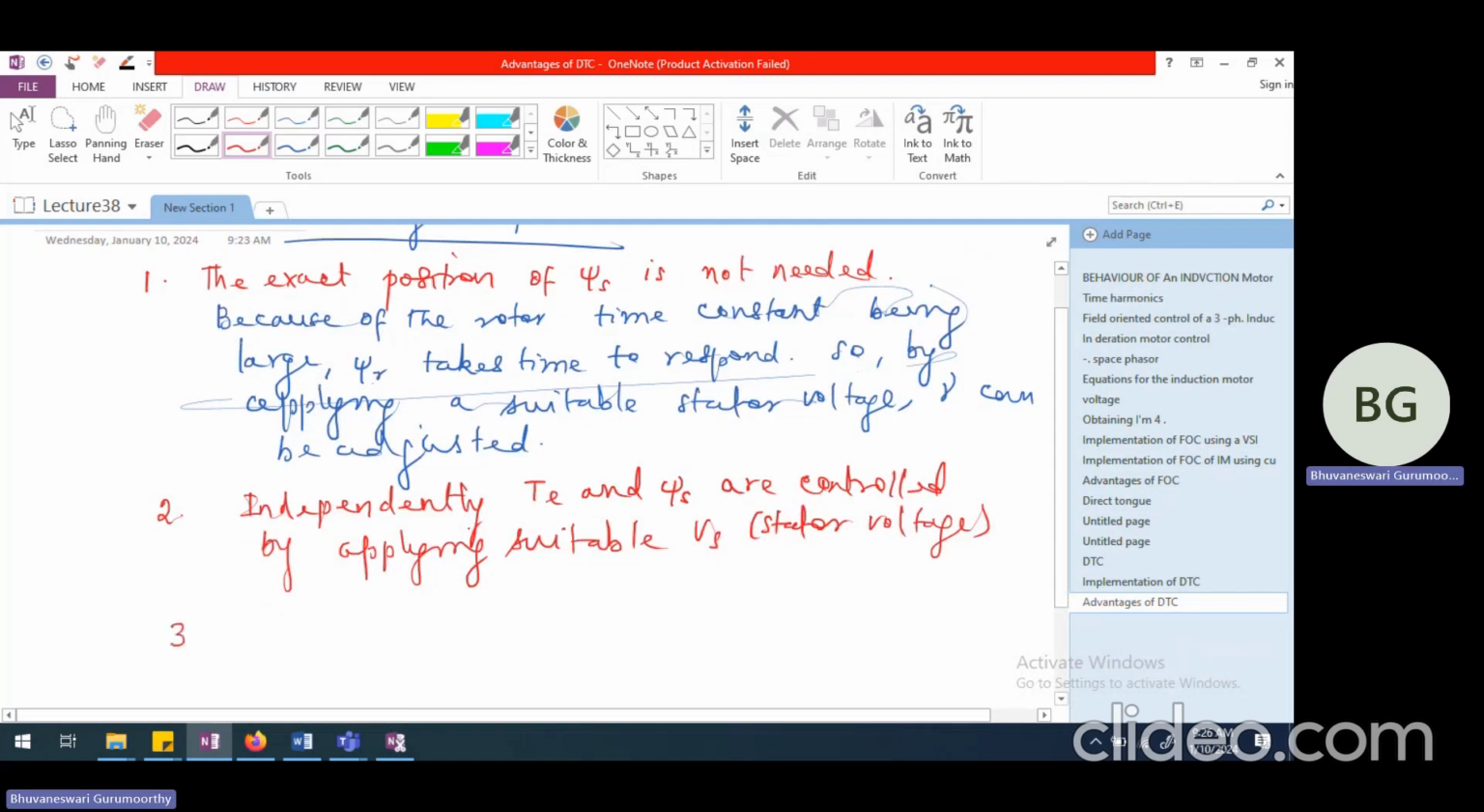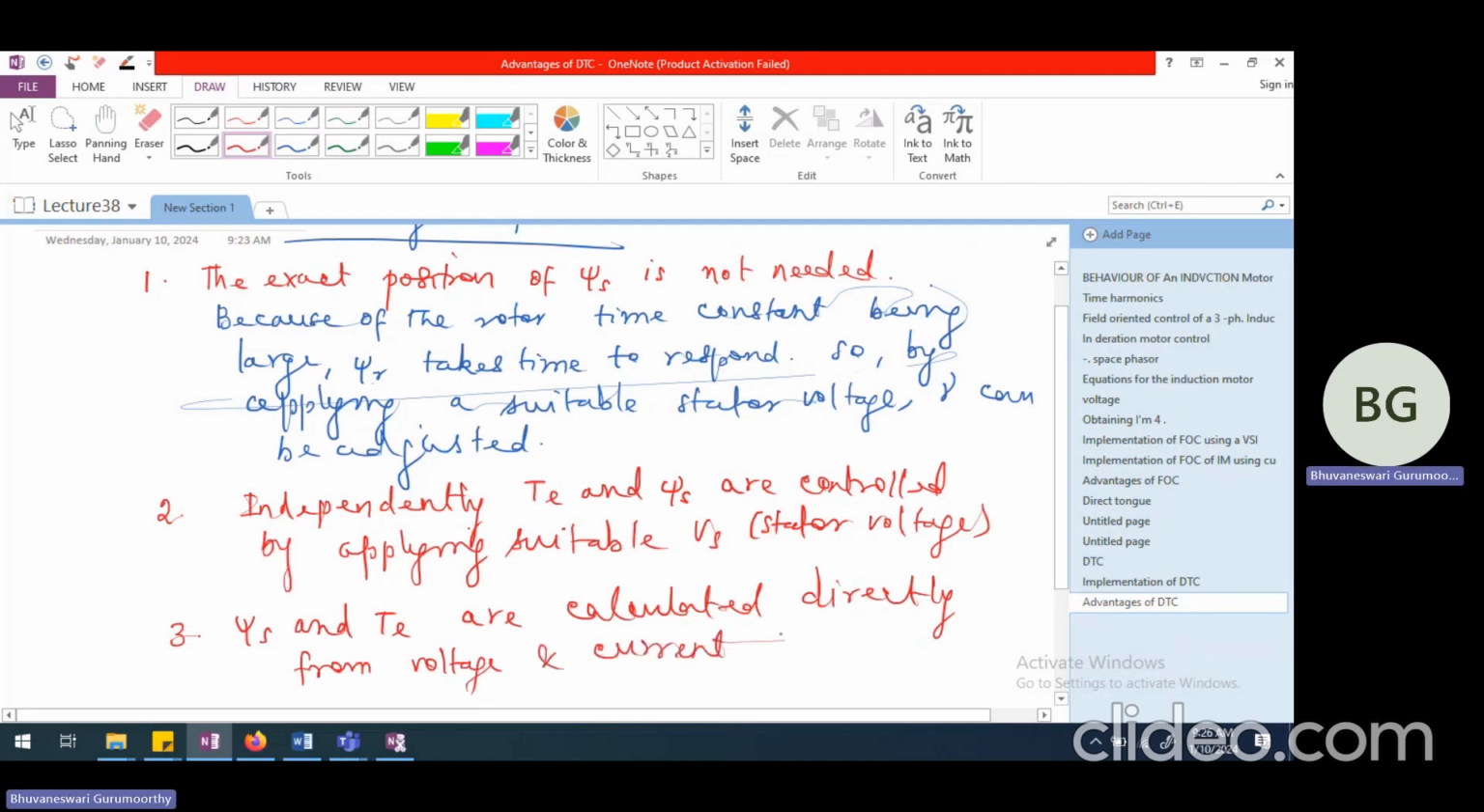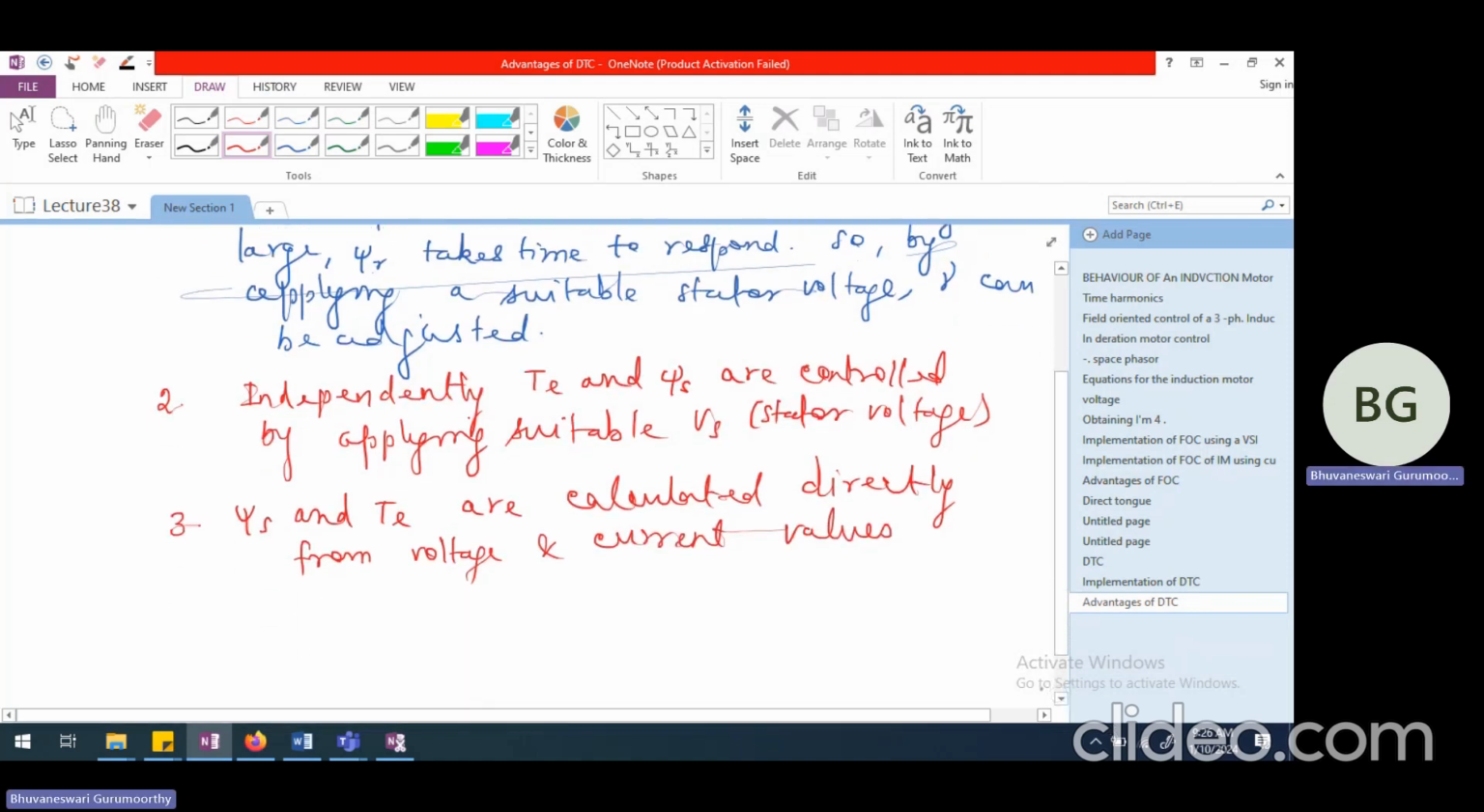And third thing we can say is psi s and TE are calculated directly from voltage and current values. But definitely there are disadvantages as well. So let me write about the disadvantages.